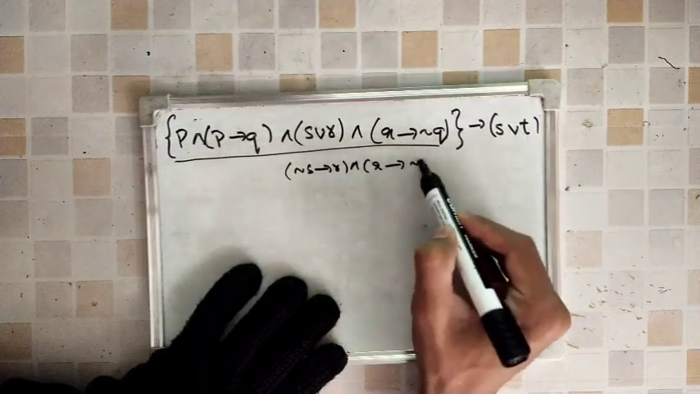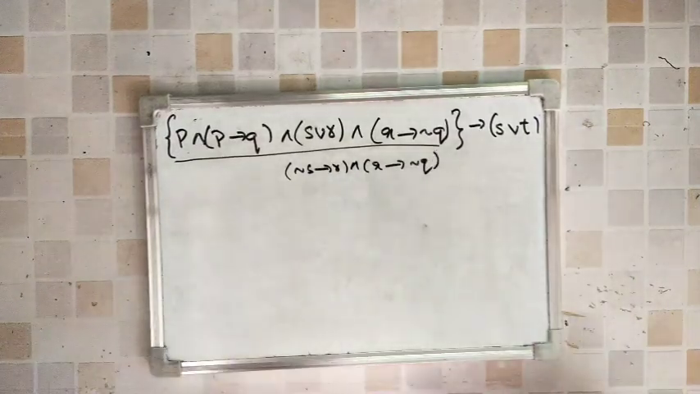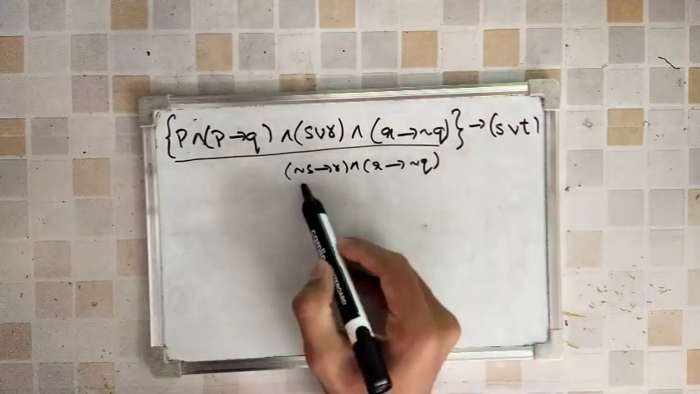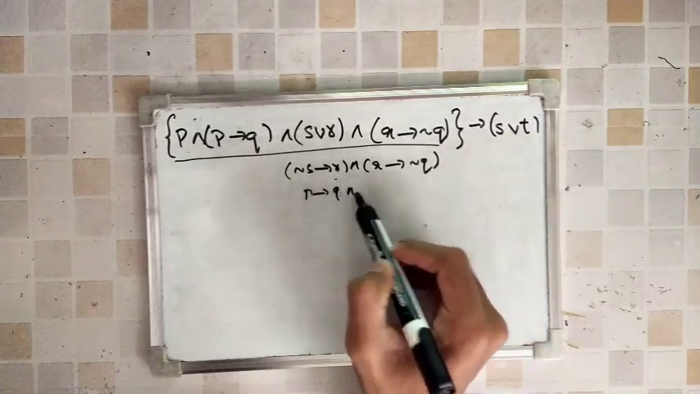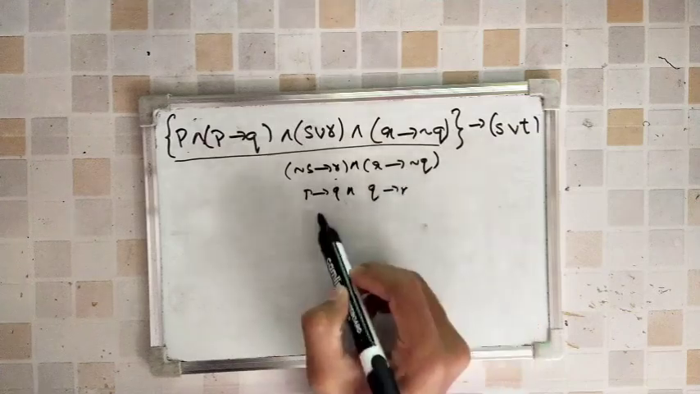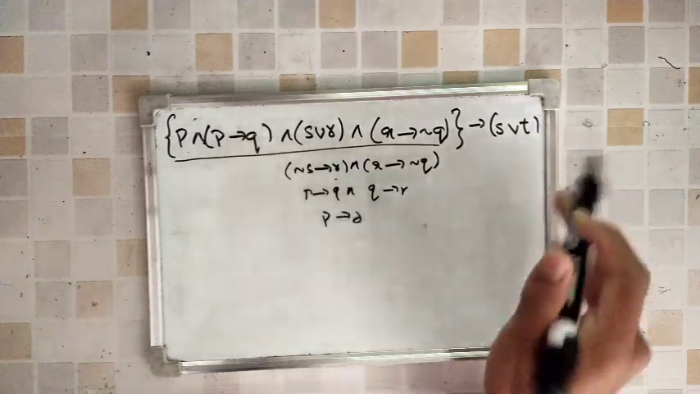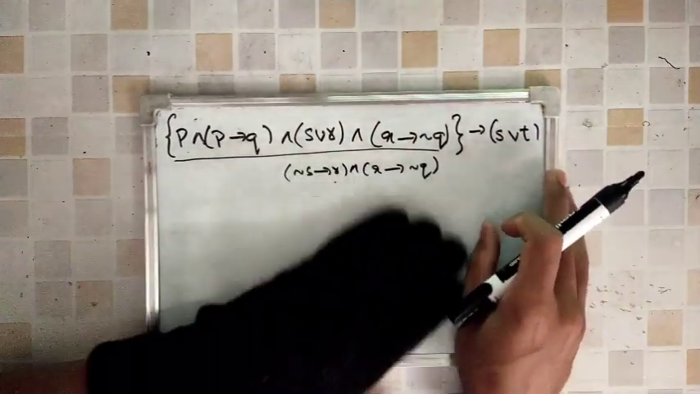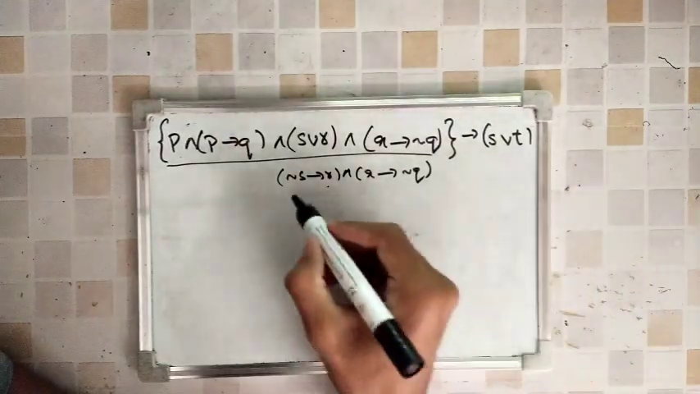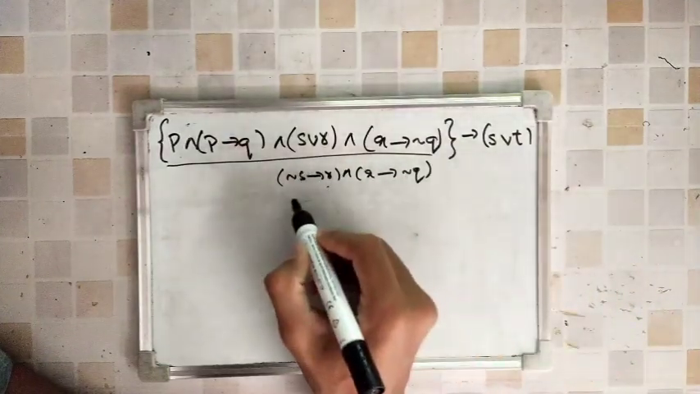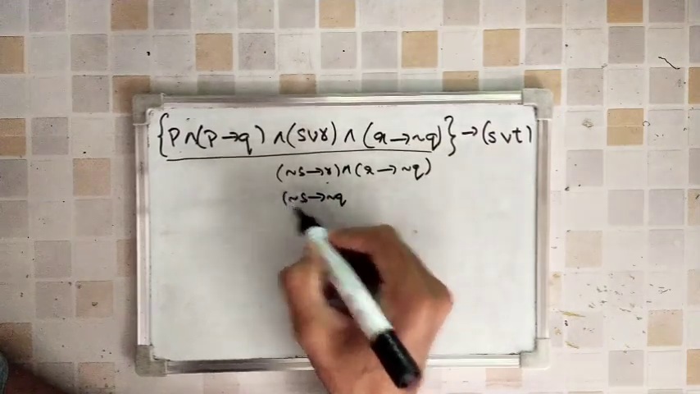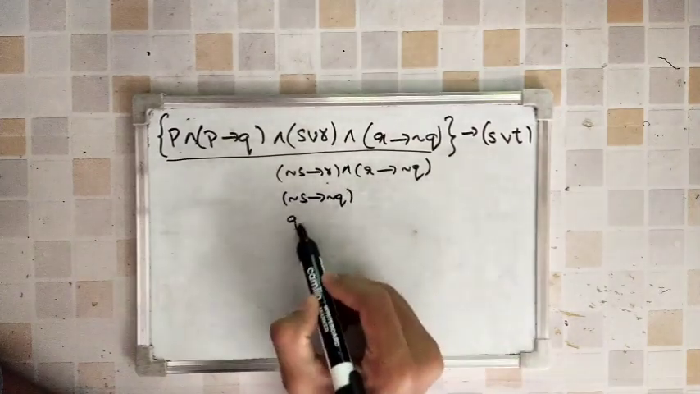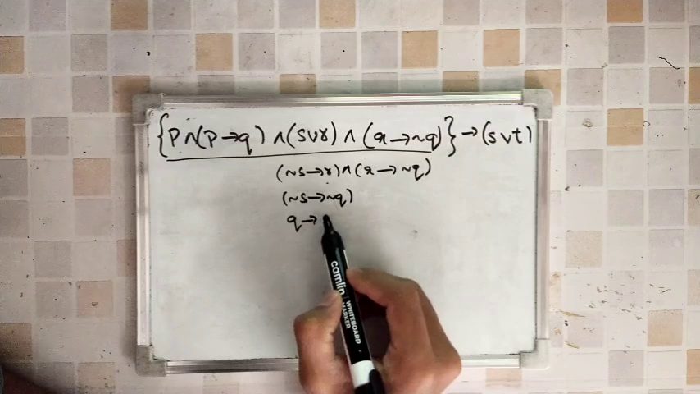R implies negation Q. Okay, we have this rule of syllogism. If we have P implies Q and Q implies R, then we can simply write it as P implies R. Okay, so like that rule, if I apply here, you have to write here rule of syllogism. So this thing I can reduce to negation S implies negation Q. Now this thing I can write as Q implies S.